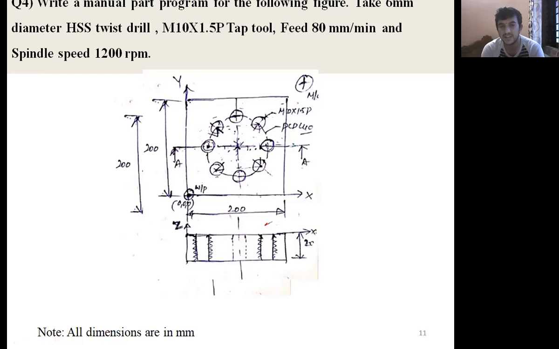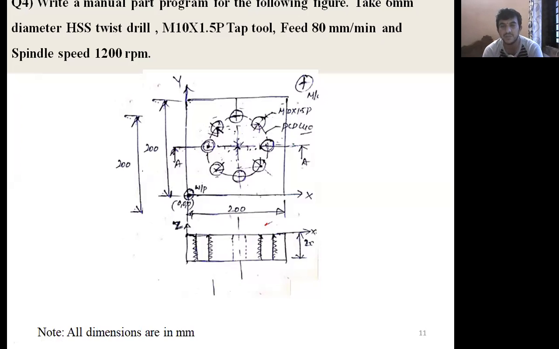Now study the geometry first. Then you go for study the dimensions. All the dimensions are given or not? You check. The square block dimension is given. How much? The square block dimension is 200. Next, what is the diameter of the hole? It is M10 into 1.5 P tapping. Where is the tap located with respect to the center? What is the pitch circle diameter? It is 140 diameter. Now convert into radius. From the center it is how much? It is 70. So see the diagram, study the diagram, then check the unit.